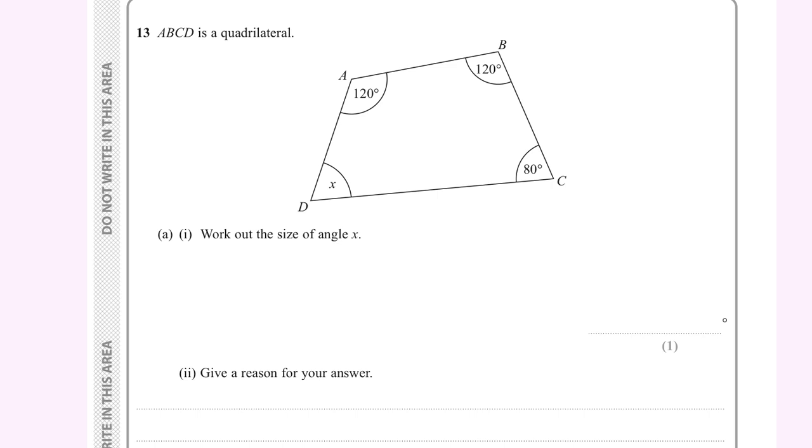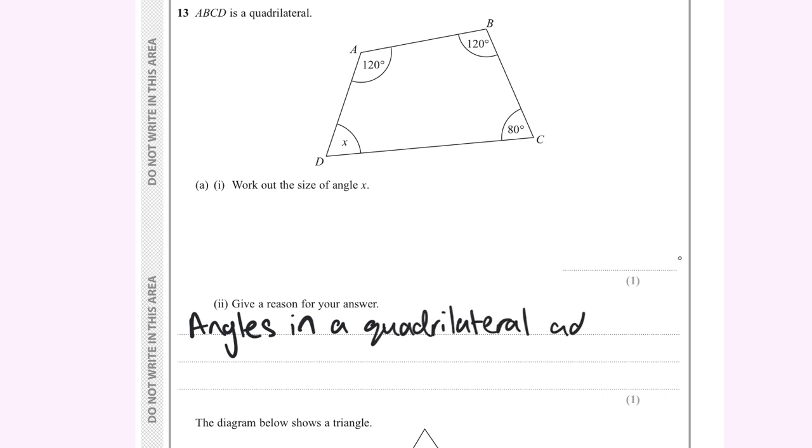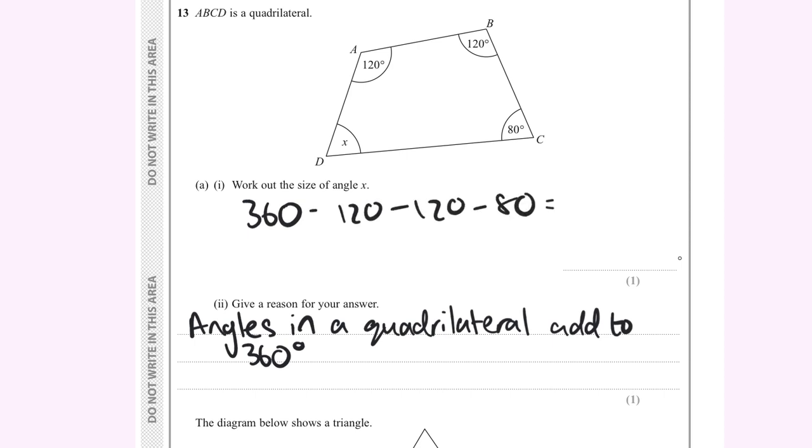Well, angles in a quadrilateral add up to 360 degrees, so I'm actually going to write that one first. Right, they add up to 360 degrees. So to find out the missing angle, 360 minus 120 minus 120 minus 80. Just take away all the other angles and you'll get your missing piece. Again, calculator's fine, I would use that. 40 degrees. Alright.